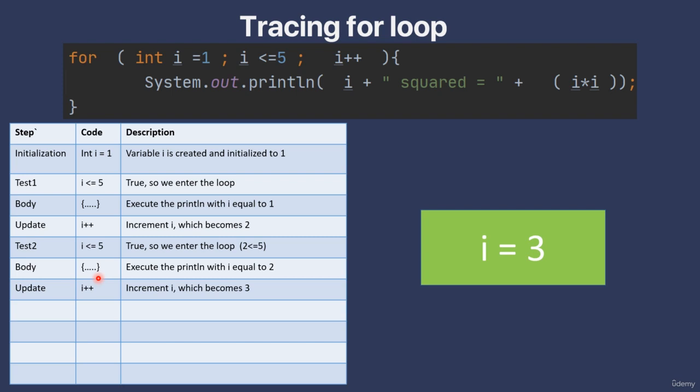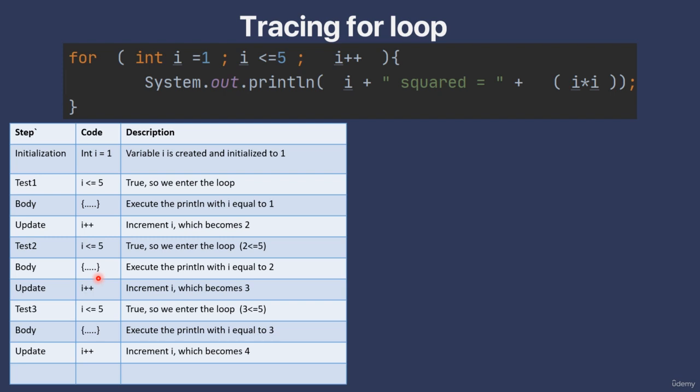Okay? And now what happens again? You guessed it, guys. I hope you understand it and you are paying attention with me. So follow me. Now, I less than or equal to 5 at test 3, now I equal to 3. Yes, I equal to 3, 3 less than or equal to 5. Yes, true. So we can enter the loop and execute the body. We execute the body with println with I equal to 3.